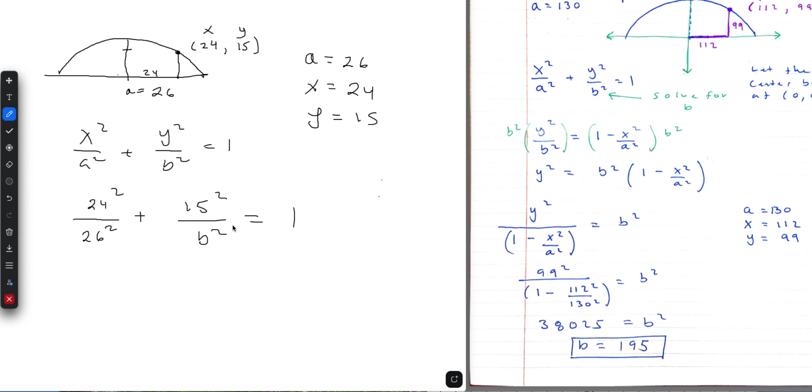So if we're going to do this from right here, what I would do in the calculator is I would go 24 squared divided by 26 squared, and then that would make this number, let me write that out so you can see it. So when I do that in the calculator, I get 0.852 blah blah blah plus, and now I have 15 squared over b squared equals 1. And this number goes on, and we do care about keeping those decimal places.